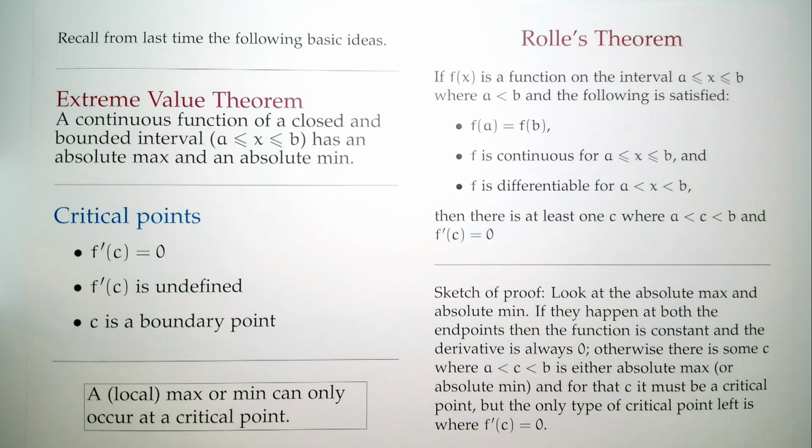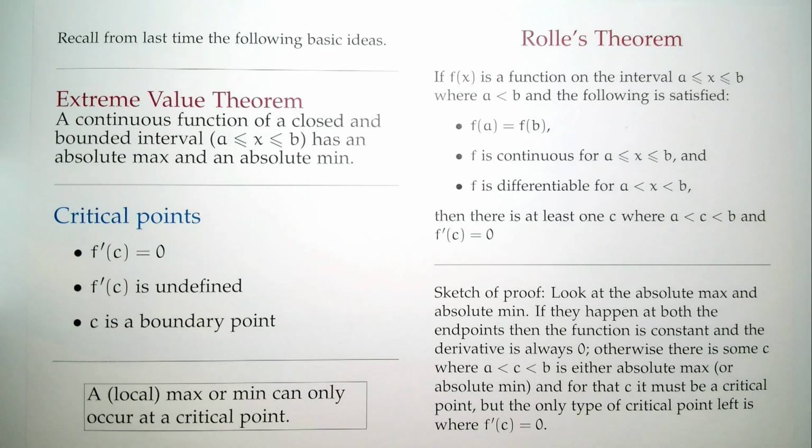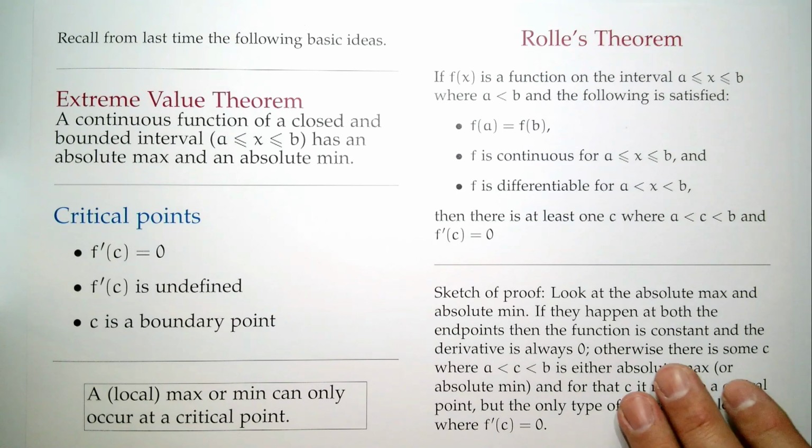Why? Find that absolute max, and we say, hey, that absolute max has to be a critical point. But what kind of critical point can we have? It can't be a point where we're at a boundary, because we're in the middle. It can't be a place where the derivative is undefined, because we said the function is differentiable, the derivative is always there. So by process of elimination, it has to be a place where the derivative is equal to 0. And so that's Rolle's theorem. We're going to talk about that, and we'll verify it for some simple cases. But that's the proof.